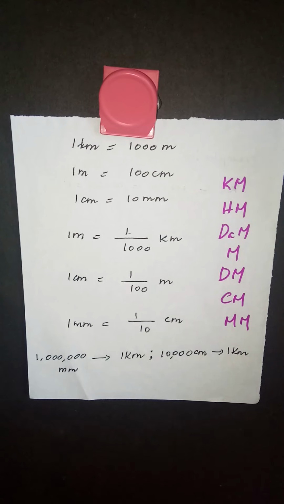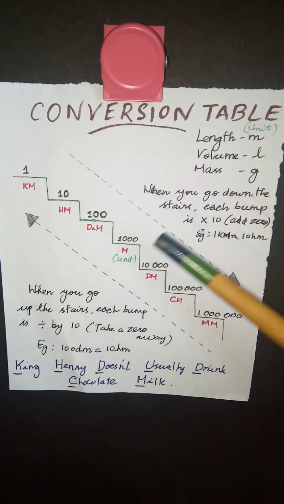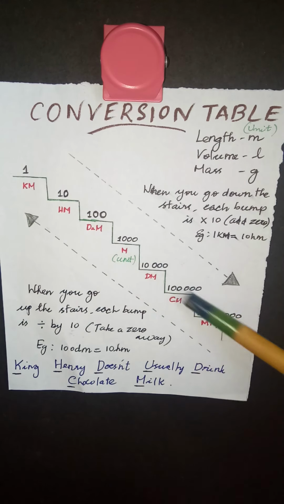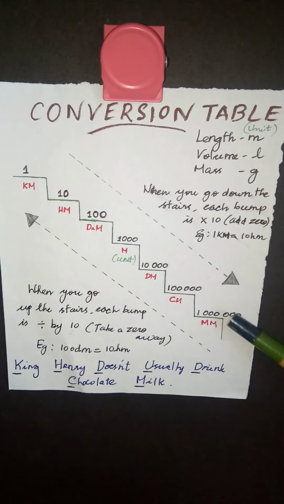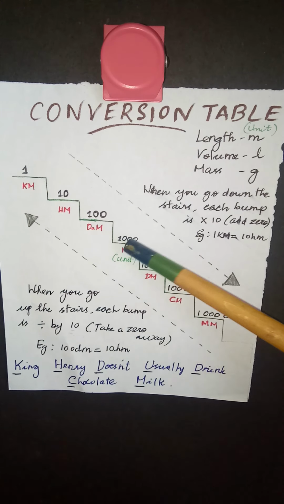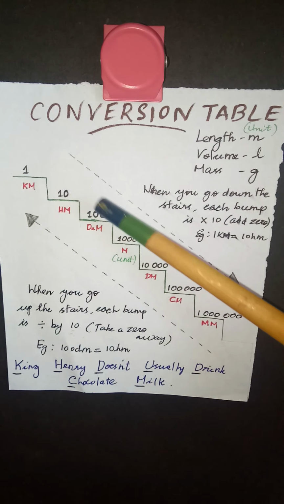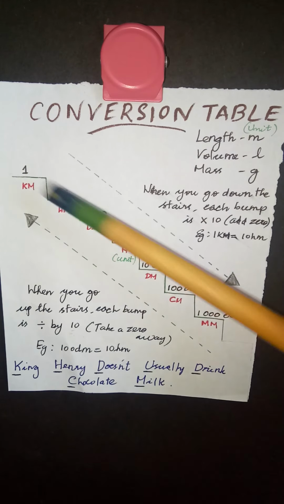So to understand this concept, I will show you one more slide. This is the conversion table. I've written the most commonly used subsidiary units. Our main unit is meter, and these are the multiples of meter and these are fractions of meter. So if you want to go down the stairs, which means if you want to convert kilometer to hectometer, or hectometer to centimeter, or meter to millimeter, or kilometer to millimeter, each bump is a multiple of 10. So you have to add one 0 for each bump, which means each step.